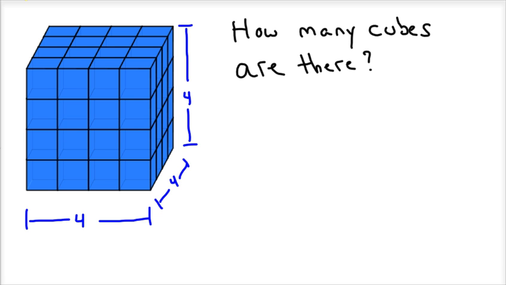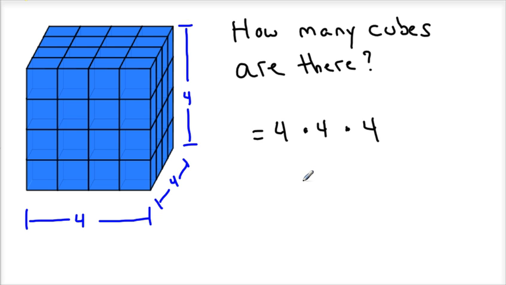How do I start? You multiply 4 by 4 by 4. Excellent. So I'm going to take 4 times 4 times 4. What is that actually going to give me on this cube? What will that represent? How many cubes? What else does that represent?